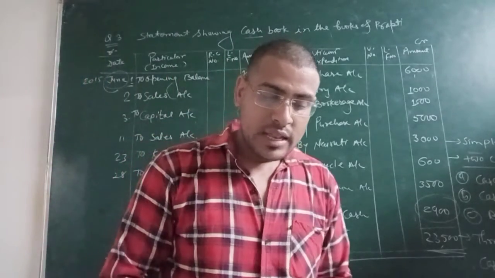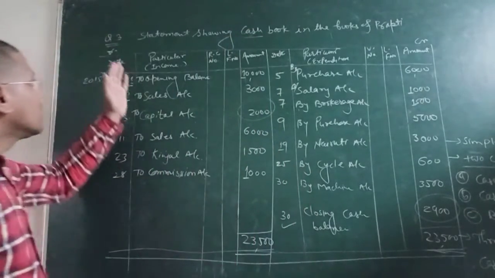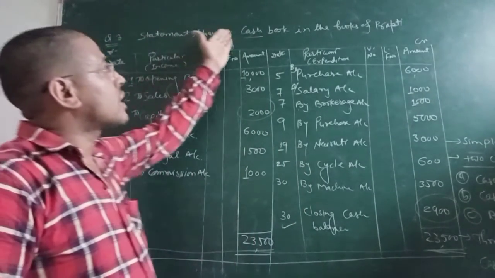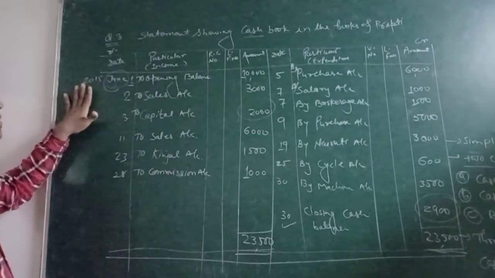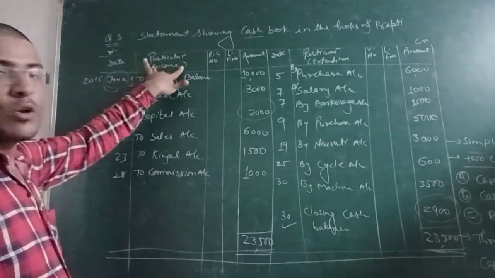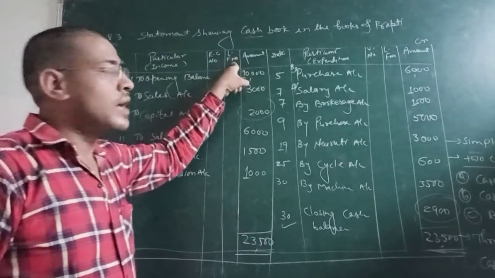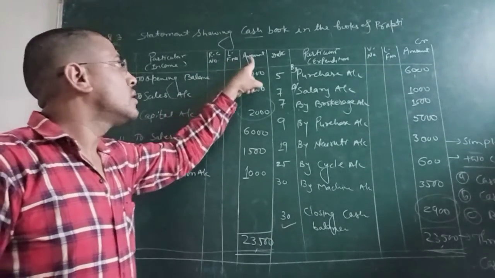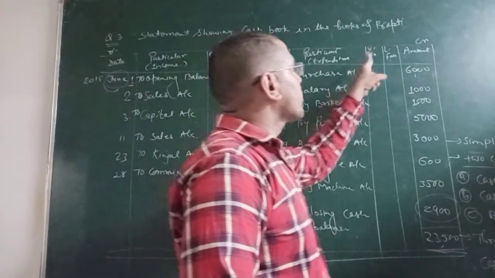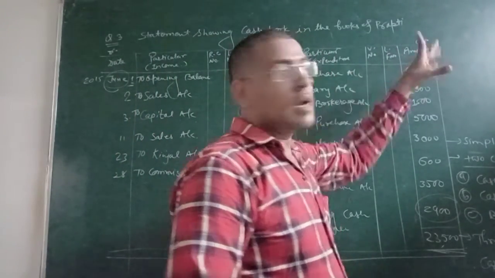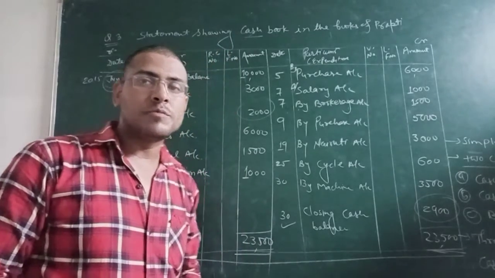Record the following transactions in the cash book of Prapti. So first of all, question number 3, statement showing cash book in the books of Prapti. Format: date, particulars or income, RC number meaning receipt number, LF number, amount; date, particulars or expenditure, voucher number, LF number and amount. This is the very format that we have to prepare in simple cash book.